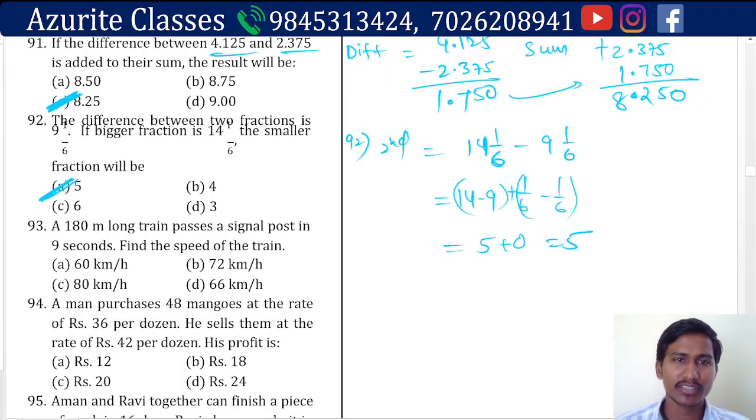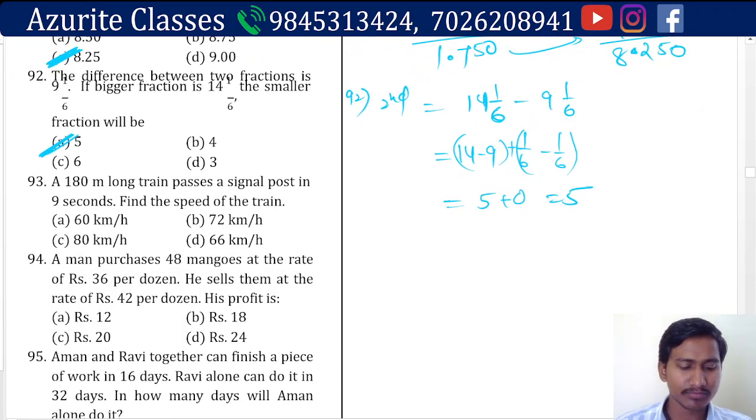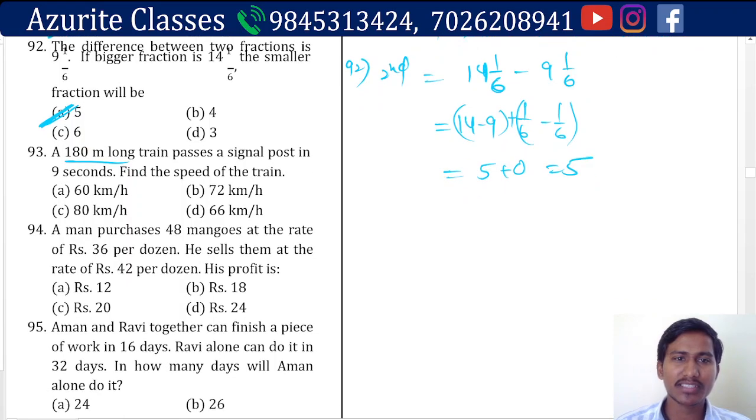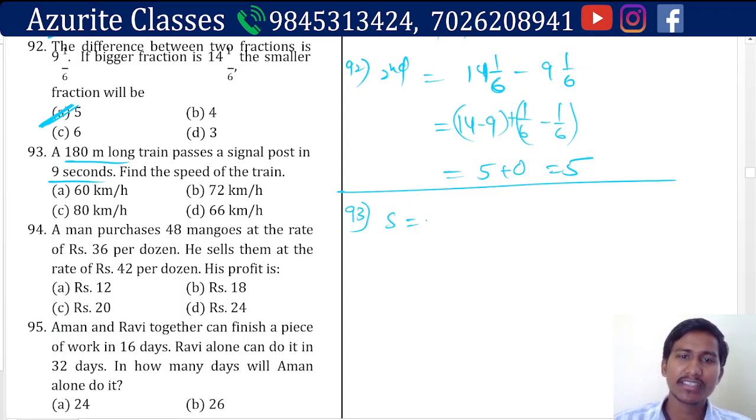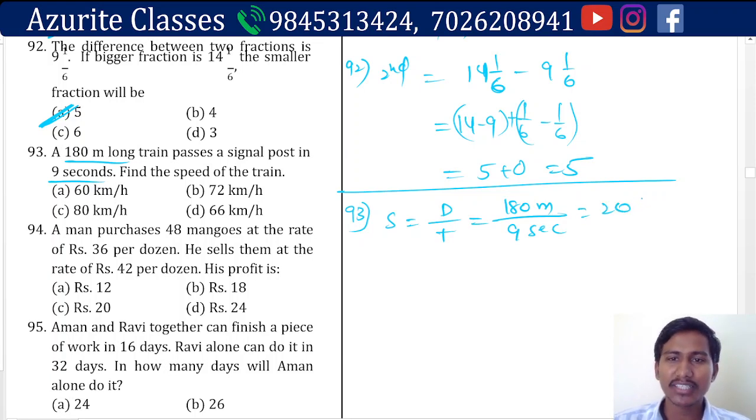Okay, 92 is done. Now 93. So what is the 93 question? A 180-meter long train passes a signal post in 9 seconds. So the speed of the train will be distance by time. So distance is 180 meters divided by time, 9 seconds. So 9 twos are 18, so that is 20 meters per second.